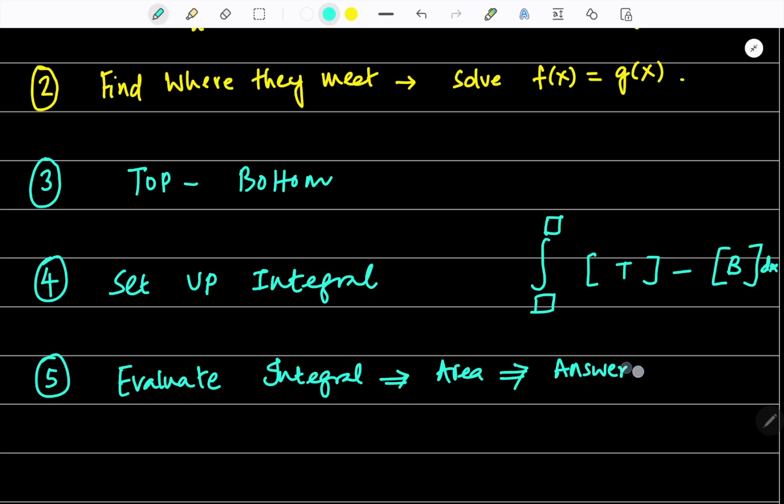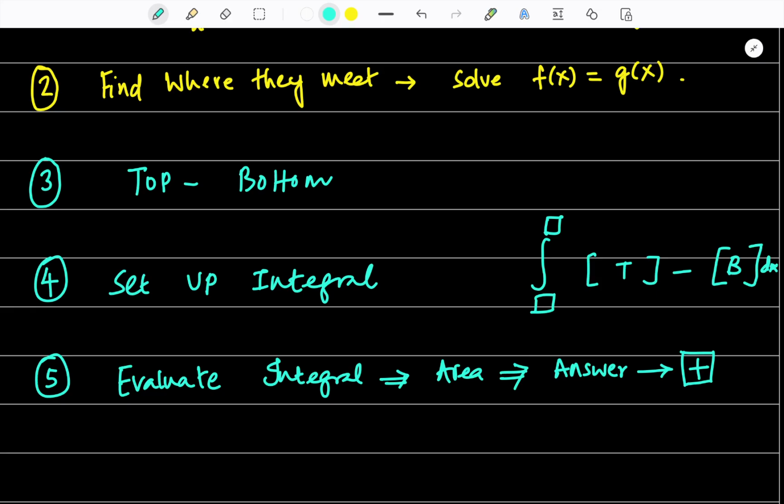Keep in mind this is area, so the answer should be positive. Area cannot be negative. Suppose you are buying a land of 1000 yards or square feet. Can you say I want to buy negative 1000 square feet? No. We say area as a positive. I want to buy 1000 square feet. So area should always be positive.